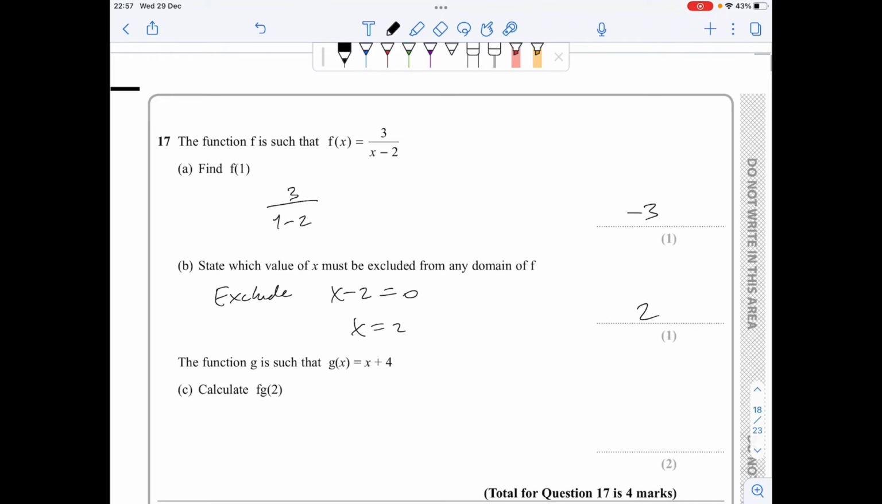And then the last part, to find f of g of 2, I will first need to calculate g of 2, which is 2 plus 4, which is 6. So f of 6 is equal to 3 over 6 minus 2, and the answer will be 3/4.